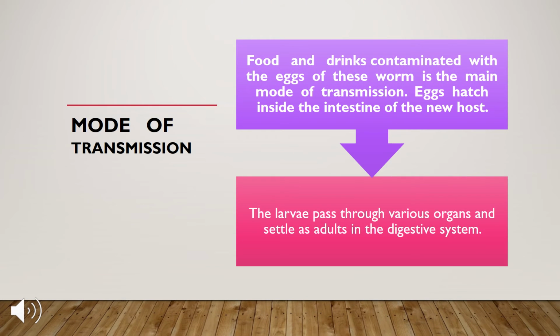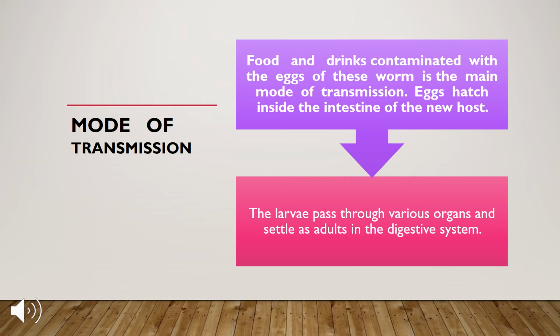Mode of transmission. Food and drinks contaminated with the eggs of this worm is the main mode of transmission. Eggs hatch inside the intestine of the new host. So if you come in contact with contaminated food or water, especially the junk food which we all eat outside, there are more chances of getting the infection. The larvae pass through various organs and settle as adults in the digestive system.